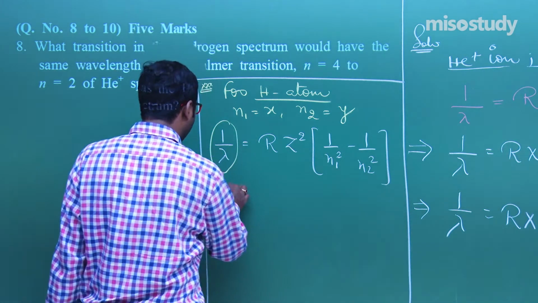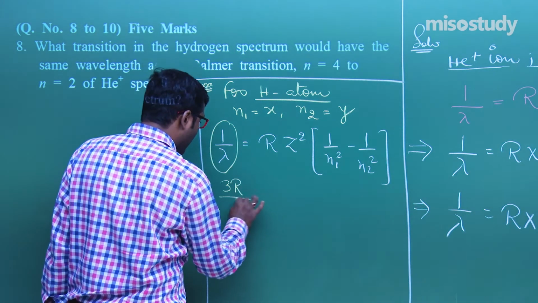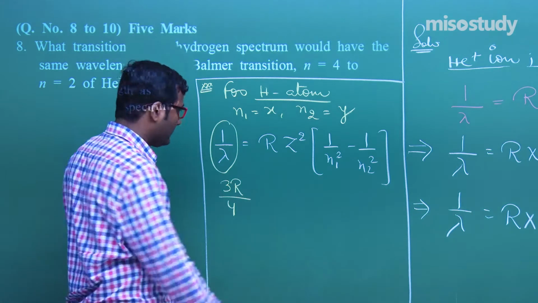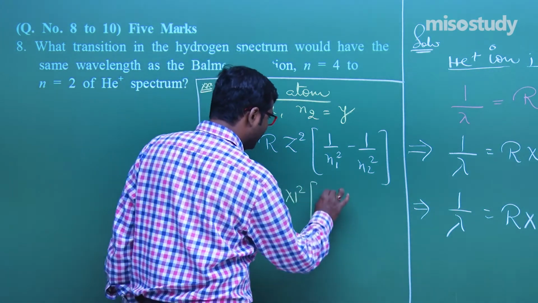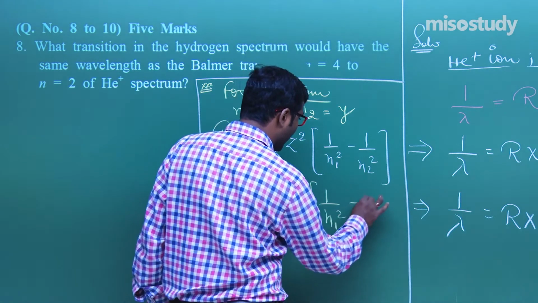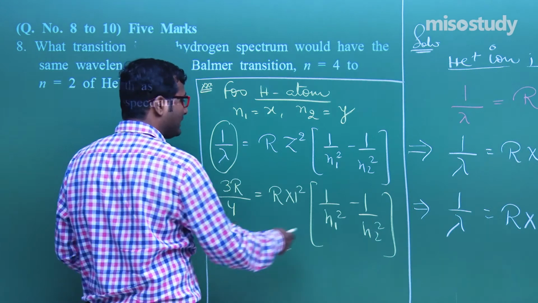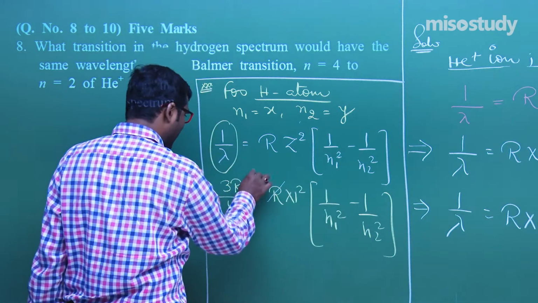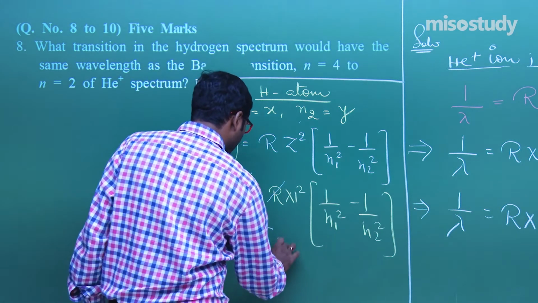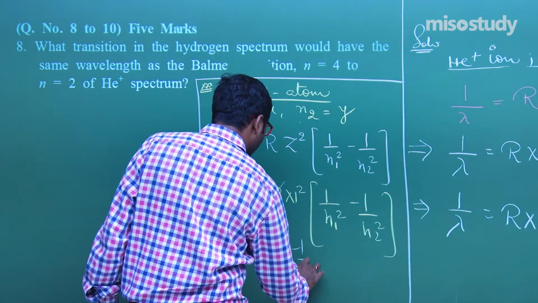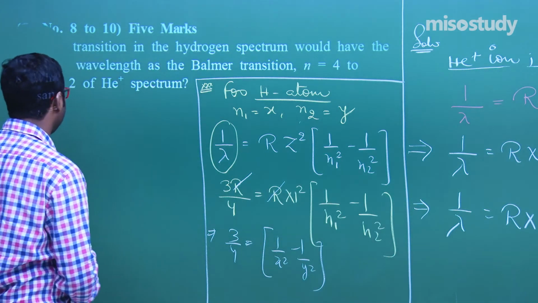Now here, 1 upon lambda, according to the first conclusion, what do we get? 3R by 4 is equal to R. What is the atomic number of hydrogen? It is 1. That is, 1 upon n1 square minus 1 upon n2 square. Clear to you? That is X and Y. This R will cancel this one. We get 3 by 4 is equal to 1 upon X square minus 1 upon Y square. Am I right? Now moving here, check it out.